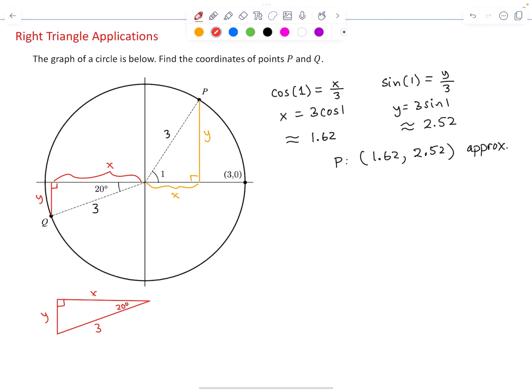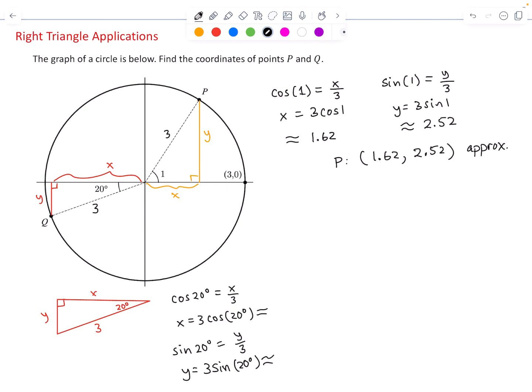I can just do my regular trigonometry using 20 degrees as my reference angle, and say that the cosine of 20 degrees is equal to the adjacent, which is x, divided by the hypotenuse. So x is equal to 3 cosine 20 degrees, and the sine of 20 degrees is equal to the opposite, which is y, divided by the hypotenuse, 3. So y is equal to 3 sine 20 degrees. Make sure your calculator is in degree mode, and you get approximately 2.819, so approximately 2.82, and 1.026, so approximately 1.03.